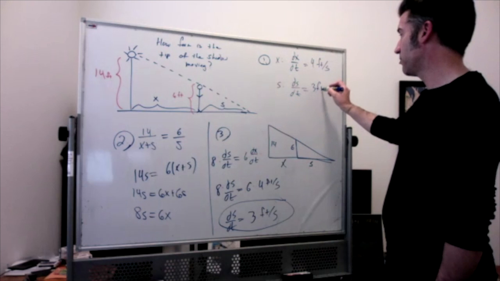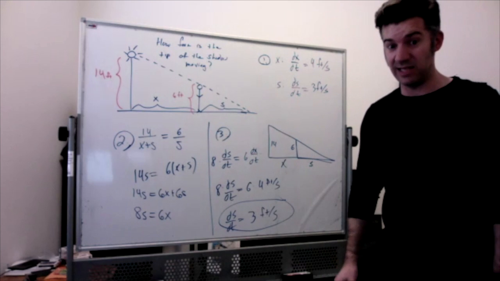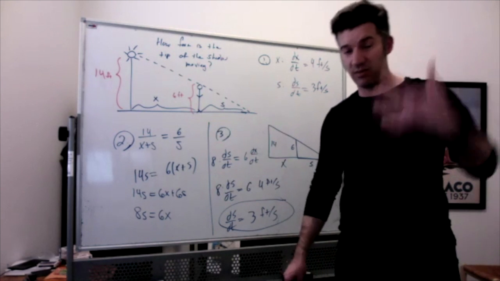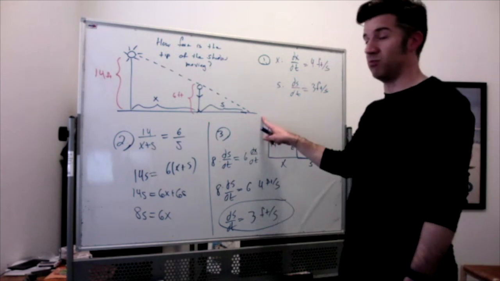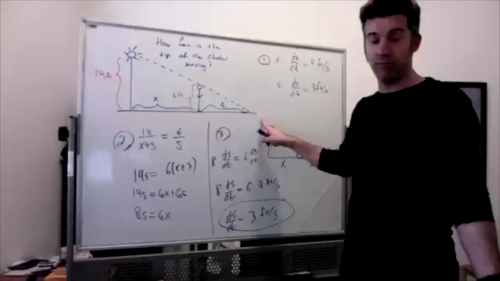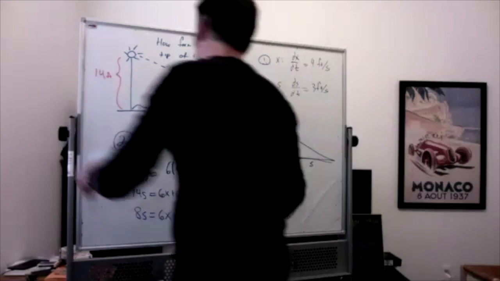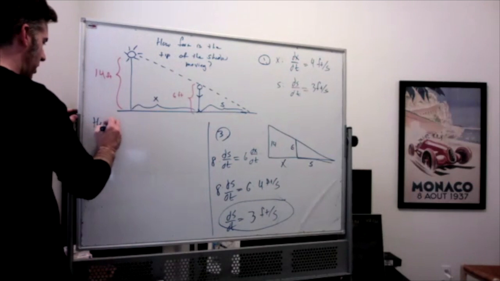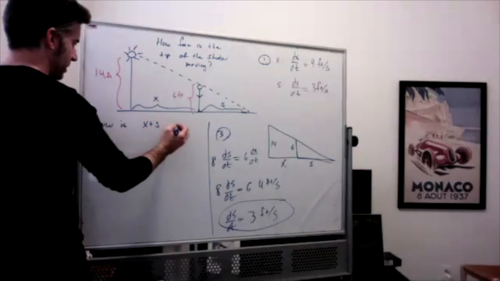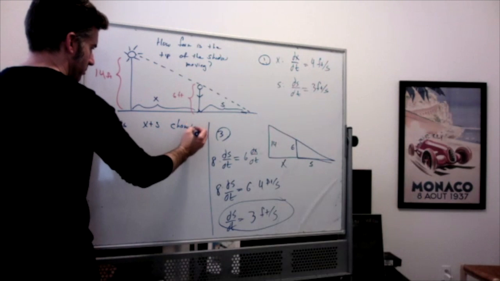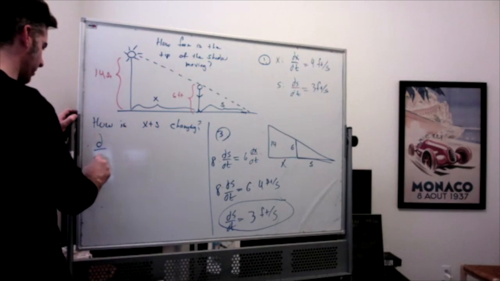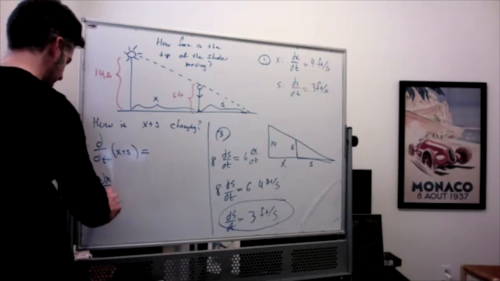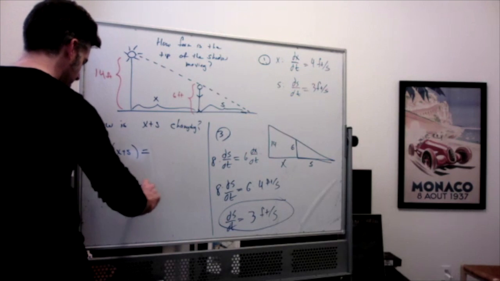In fact, you can literally just add the answers together. If I'm walking at 4 feet per second and my shadow is increasing in length at 3 feet per second, then the tip of the shadow is moving at 4 plus 3 equals 7 feet per second. More mathematically speaking, I'm asking, how is x plus s changing? So I'm really asking for the derivative of x plus s. Well, that's easy. That's just dx/dt plus ds/dt, which we've already found.